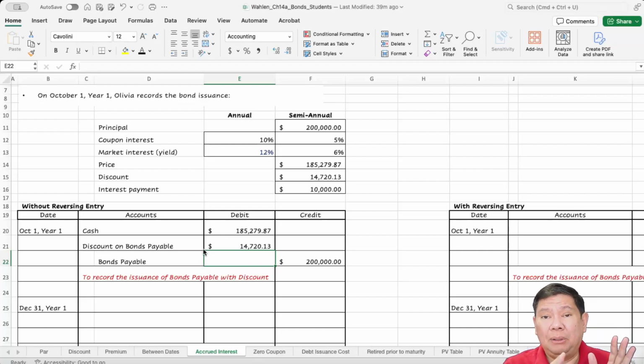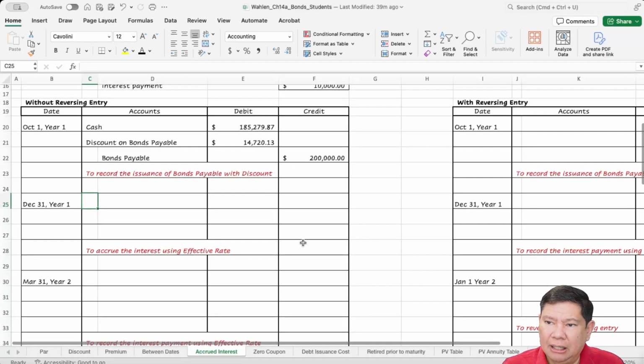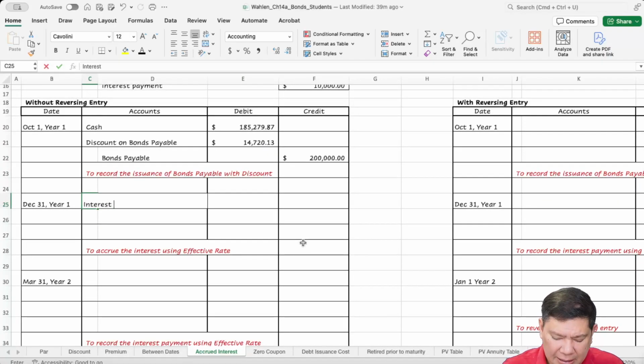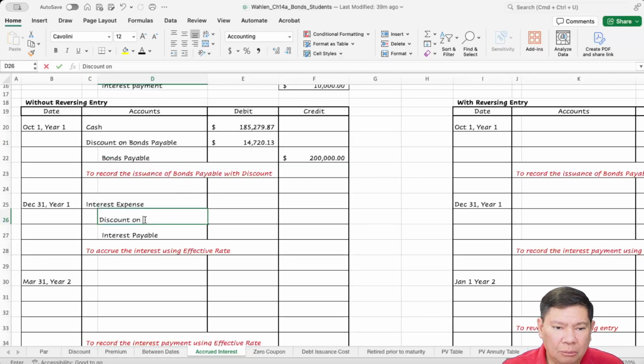Okay, that's October 1st. 3 months later, December 31st, we are not paying any interest, but we have to accrue the interest expense for 3 months, October, November, December. Okay, so we're going to recognize interest expense, and we are going to credit interest payable, showing that we will pay it later. And then we have to amortize the discount. So discount on bonds payable.